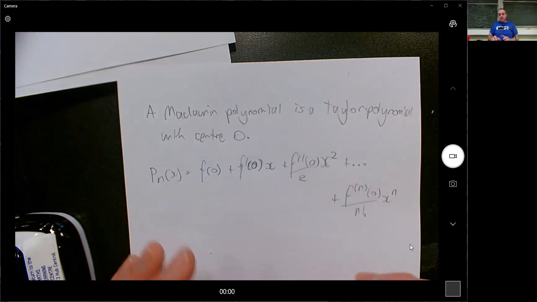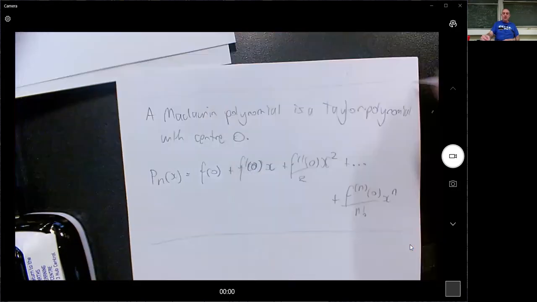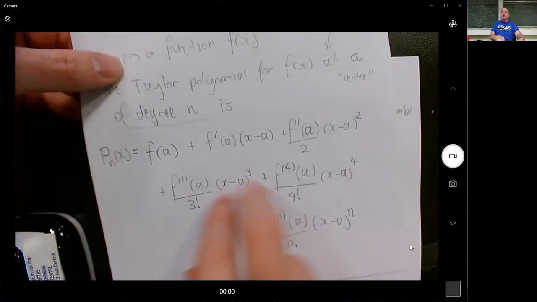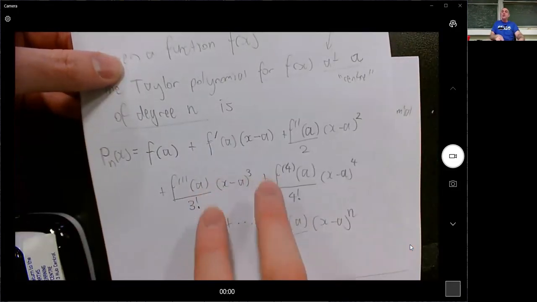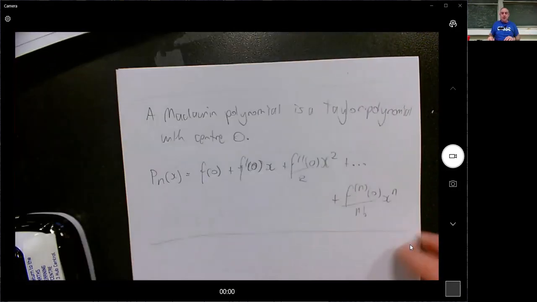So if you wanted to find a particular Maclaurin or Taylor polynomial, you would have to find the derivatives of your function, and you would have to sub in the centre, and then you would have to write down the polynomial. And the very important thing is you do not expand out this x minus a cubed. You don't do algebra to expand that out into bigger things. You just leave it exactly as it is. Okay.